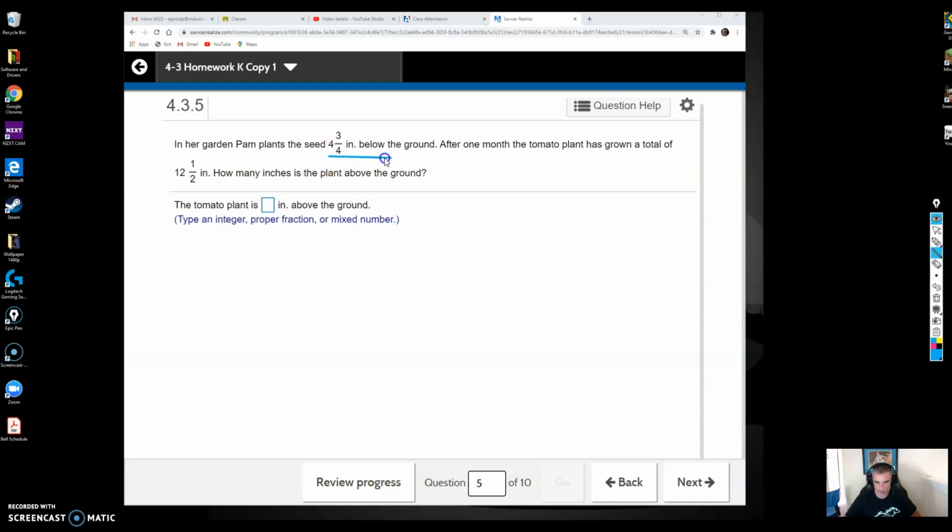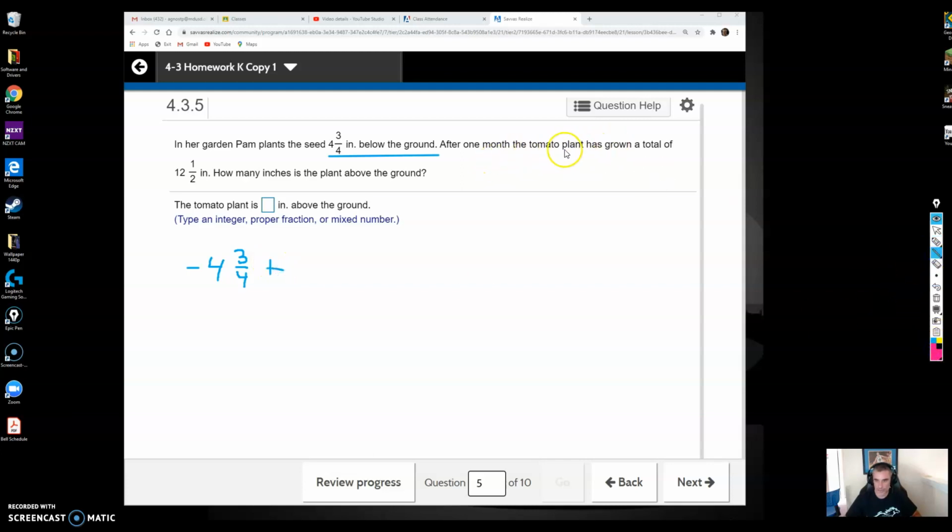All right, 4 3/4 inches below the ground. We can represent that using the number negative 4 3/4. Okay? And then to this number, we're going to add the amount that it grows.